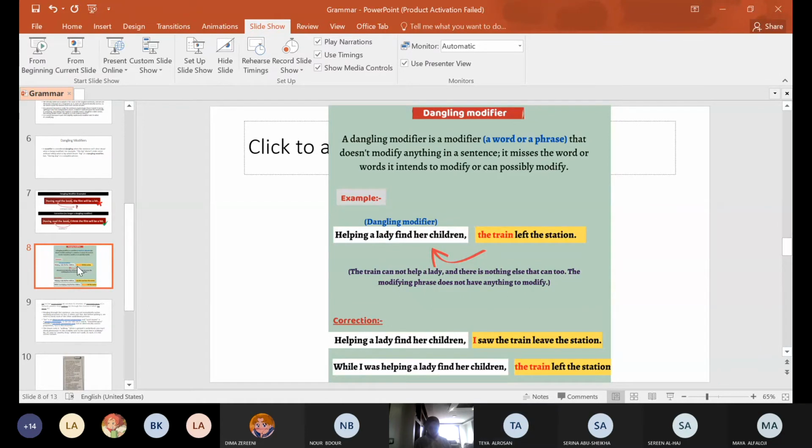Look, after circling the stadium for an hour, a parking spot opened up near the west entrance. After circling the stadium for an hour, a parking spot, so the parking spot circled. No, it's not. So what can we do? We can eliminate circling and write it easily. Write we circled. After we circled the stadium for an hour, a parking spot opened up near the west entrance.